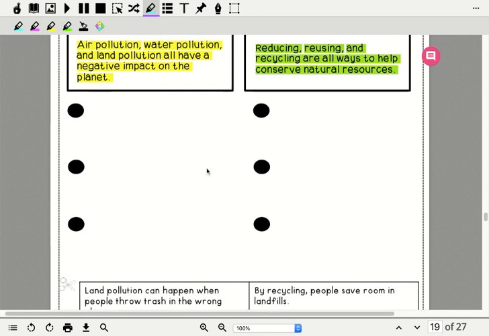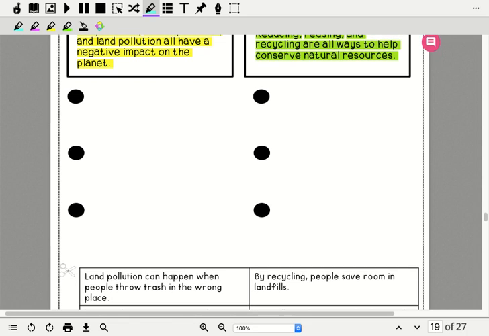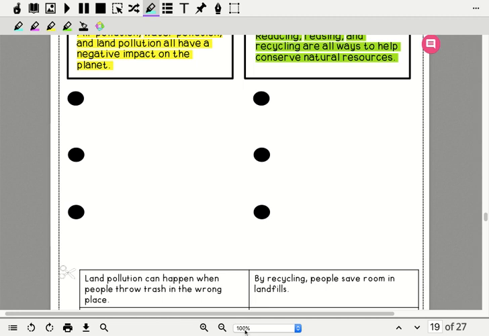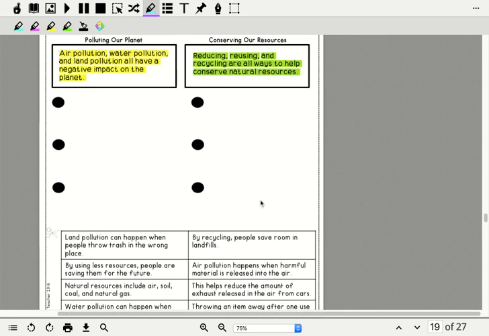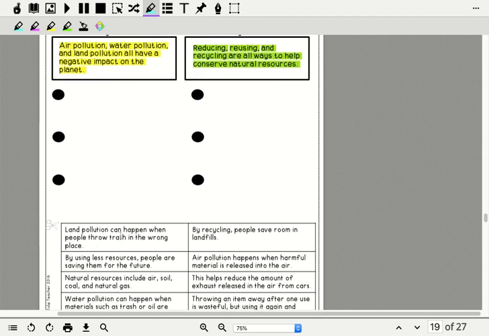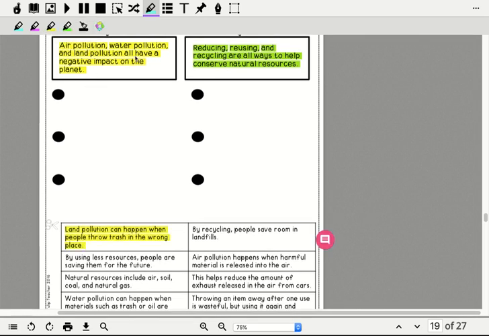So we're going to come down here to the bottom. And this first one says, actually, zoom out just a little bit so we can see this a little bit better, okay? It says, land pollution can happen when people throw trash in the wrong place. Okay. Now up here it mentions specifically air, water, and land pollution. So this one supports that land that we need to over here. Okay. This one says by recycling, people save room in landfills. Okay. That's up here. We have recycling, and we need to support that.